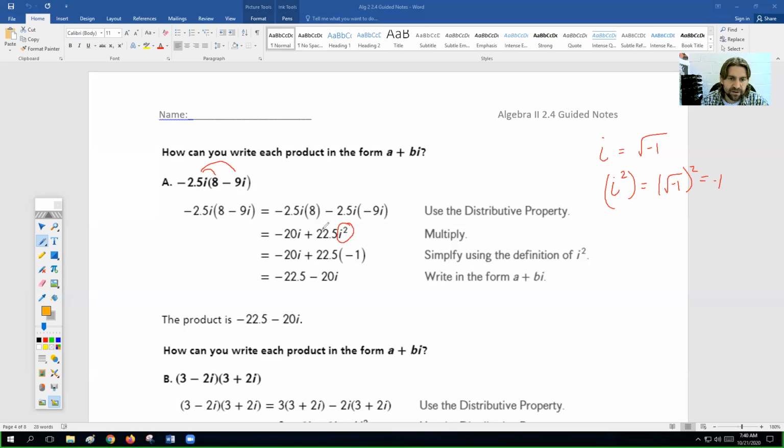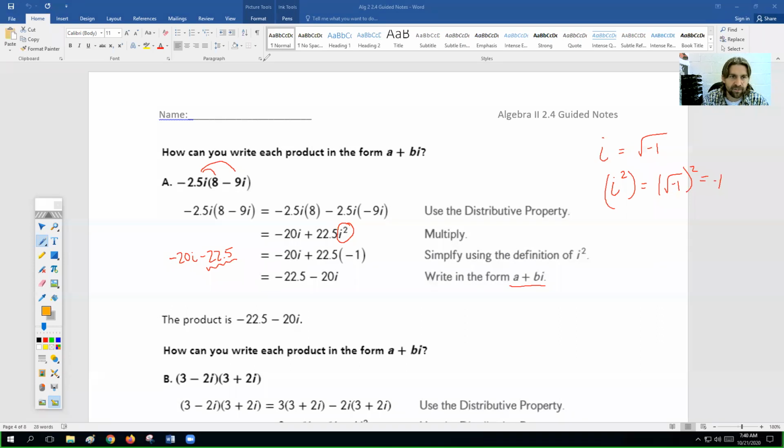So this -22.5, we're going to times by -1, or in other words, we're going to make it negative. So really this is going to become -20i minus 22.5. And then we just have to remember to answer in the form a plus bi, where we put our real number first, followed by our imaginary number.